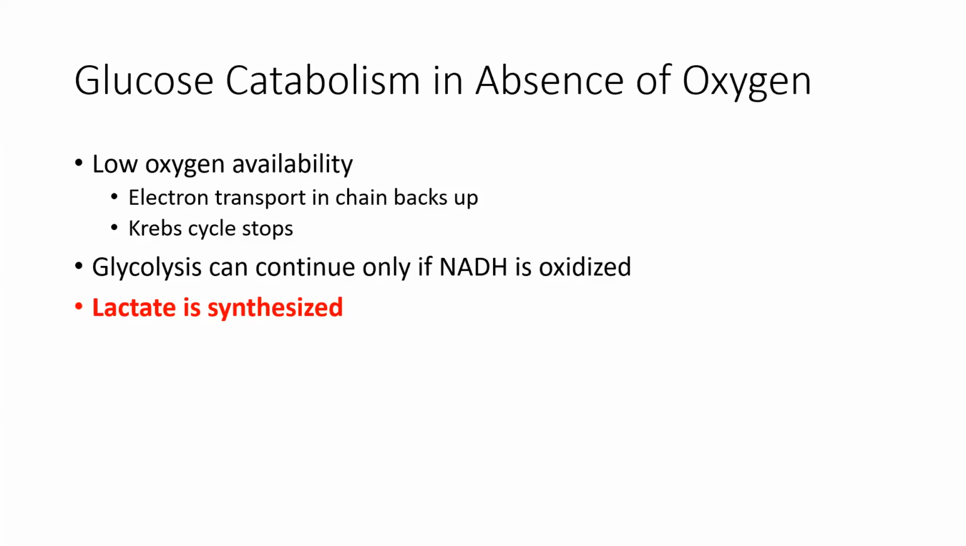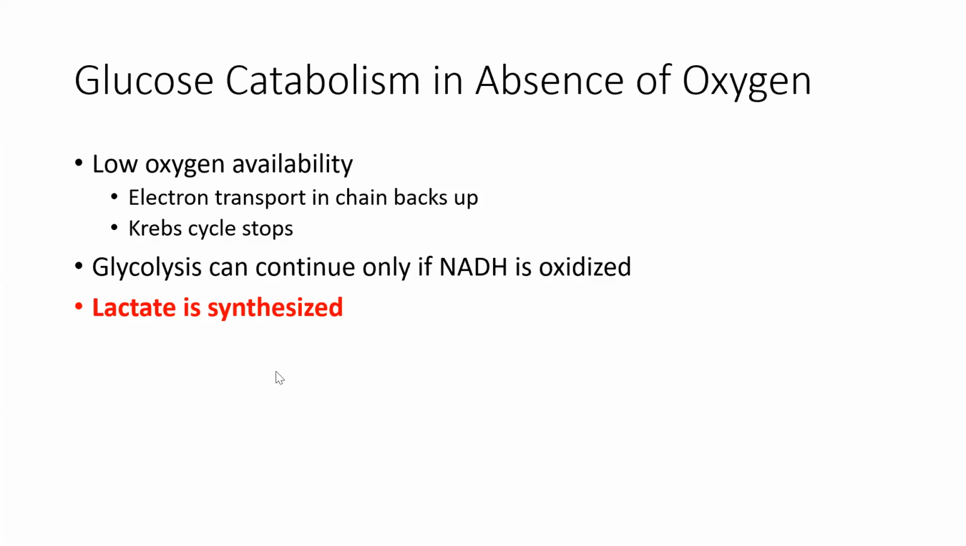Glycolysis can continue. Remember, glycolysis generates ATP via substrate level phosphorylation, so it doesn't require oxygen. And so glycolysis to some extent can continue to occur only if the NADH that's produced can be oxidized or used up in some other way. Remember, the NADH, which is the reduced form of NAD, carrying those electrons, should otherwise be sent off to the electron transport chain. But if the electron transport chain backs up, we have to find another route to oxidize this NADH so that we can recycle it and allow glycolysis to continually occur.